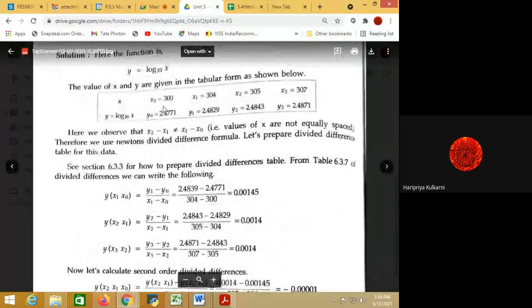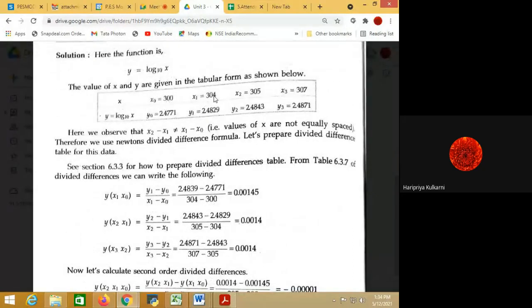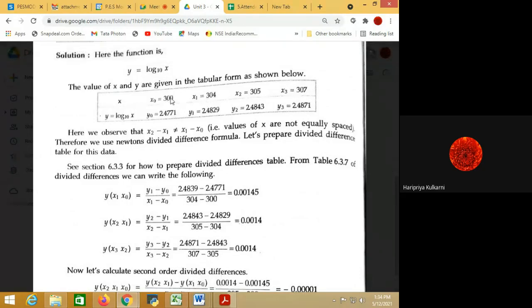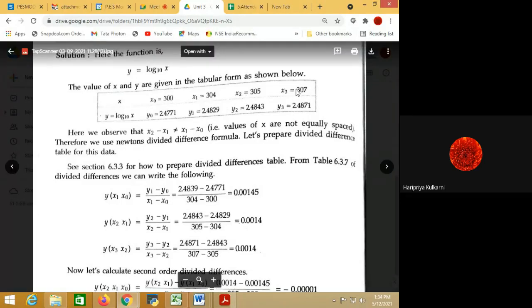So you observe here first, the x values are 300, 304, 305, 307. If you observe the step size, it is 300, 304, so the difference is 4. Then here the difference is 1. Here the difference is 2. So this is not of equal step size, so you cannot go for Newton's forward interpolation or backward interpolation. We will go for divided difference interpolation.